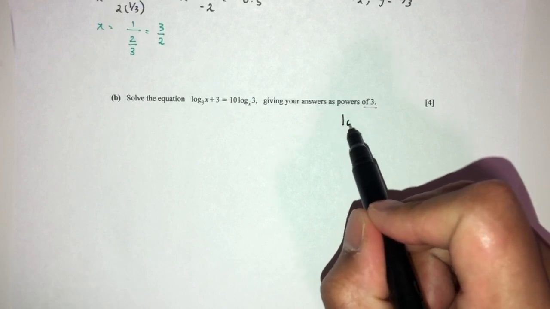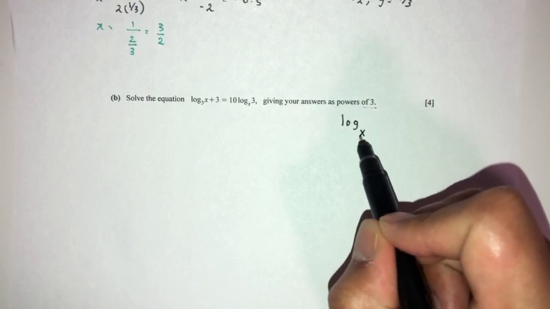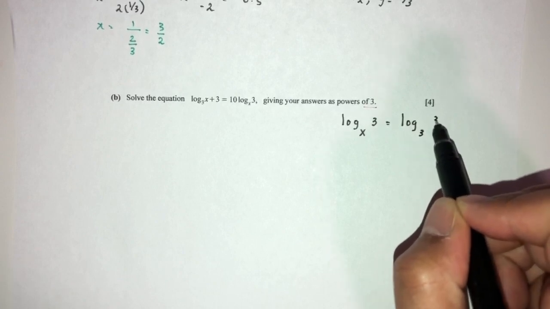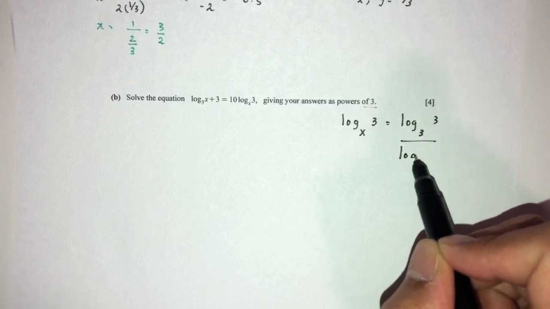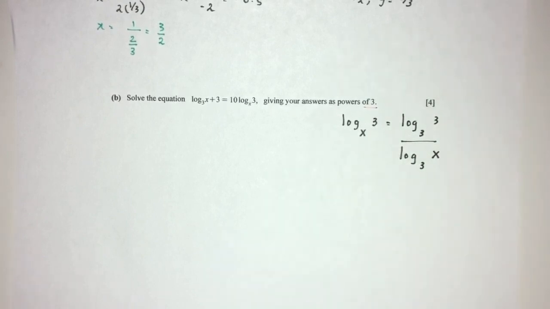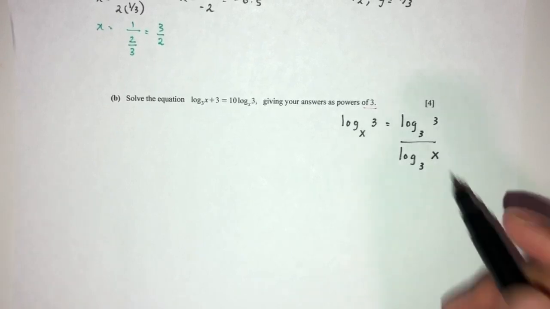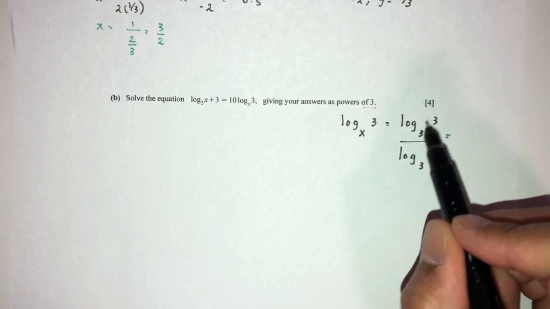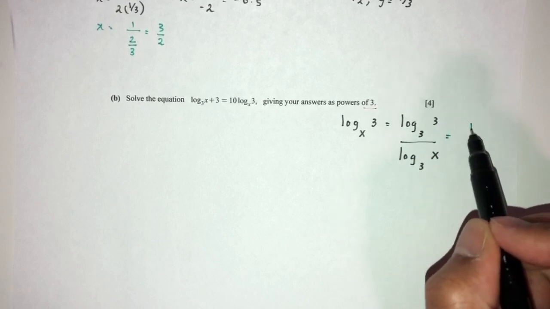So by using the laws of logarithms, I understand that I can rewrite this as log base 3 of 3 over log base 3 of x. This is equal to this by the laws of logarithms. You have to know this, eh? So now I can replace. So this is just 1. So log of a value, taking the same base, is just 1, over.